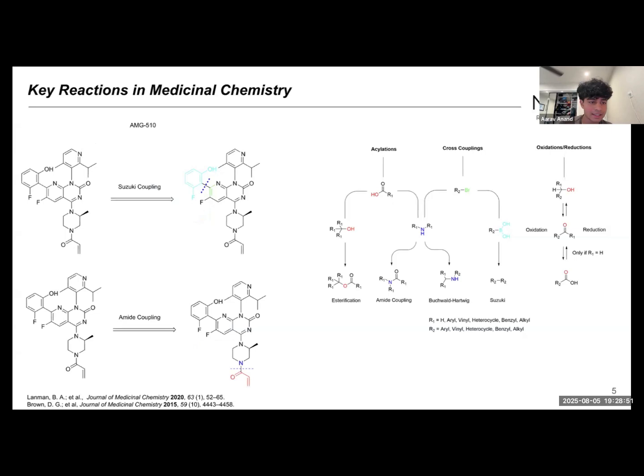To ground this in a real world example, let's take a look at AMG 510, which is a KRAS inhibitor recently developed for cancer treatment. The synthesis of AMG 510 involves both, as you can see, a Suzuki coupling and an amide coupling, which are precisely the types of transformations we just saw dominate modern medicinal chemistry.